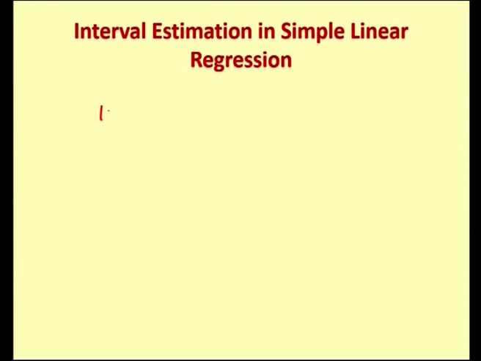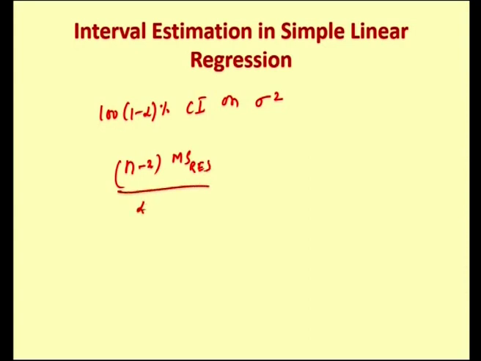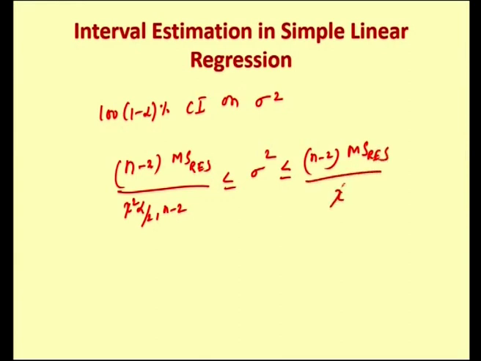So, now the 100 times 1 minus alpha percent confidence interval on sigma squared is obtained as n minus 2 times the mean square error due to residuals divided by chi squared alpha by 2 comma n minus 2, less than or equal to sigma squared, less than or equal to n minus 2 times the mean square error due to the residuals divided by chi squared 1 minus alpha by 2 comma n minus 2.